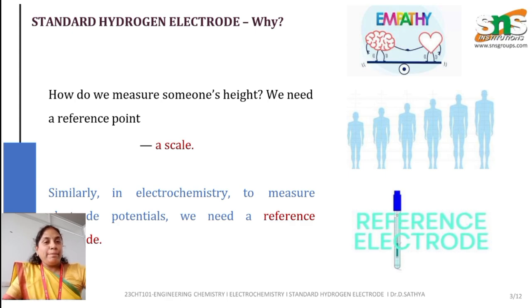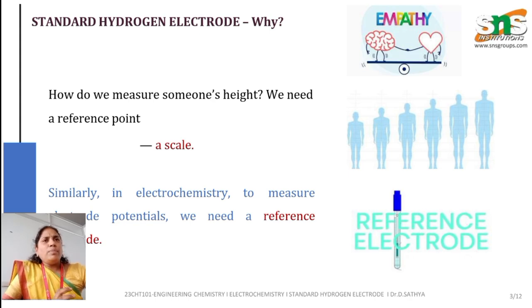So first we learn about empathy. That means, what is the understanding of the standard hydrogen electrode? Why do we need to study the standard hydrogen electrode? How do you measure normal human height? We need some reference point, that means a scale. Similarly in electrochemistry, to measure the electrode potential, we need a reference electrode. So the standard hydrogen electrode acts as a standard reference electrode. In electrochemistry we need a reference electrode to measure the potential of other electrodes. Without a standard reference, the comparisons are meaningless.